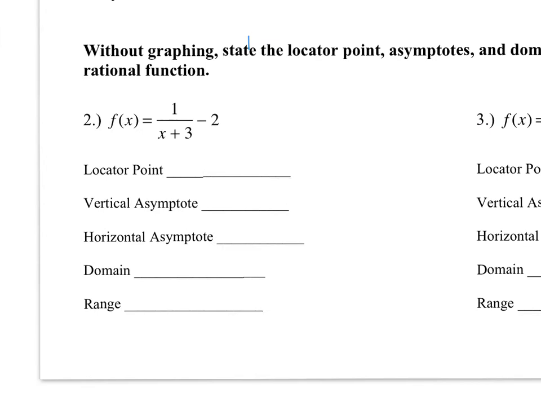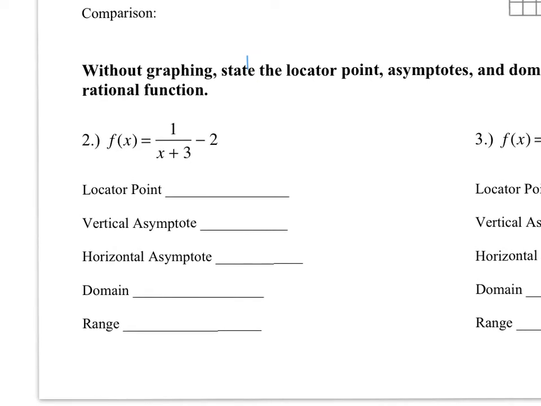Taking a look at number 2, we have 1 divided by x plus 3 minus 2. The locator point in this one is negative 3, negative 2. It's found the same way that we found all the other locator points back before, just to give you the general form of a hyperbolic. It's a divided by x minus h plus k, so that x minus h is in the denominator of the fraction, and then plus k, that's the vertical translation.